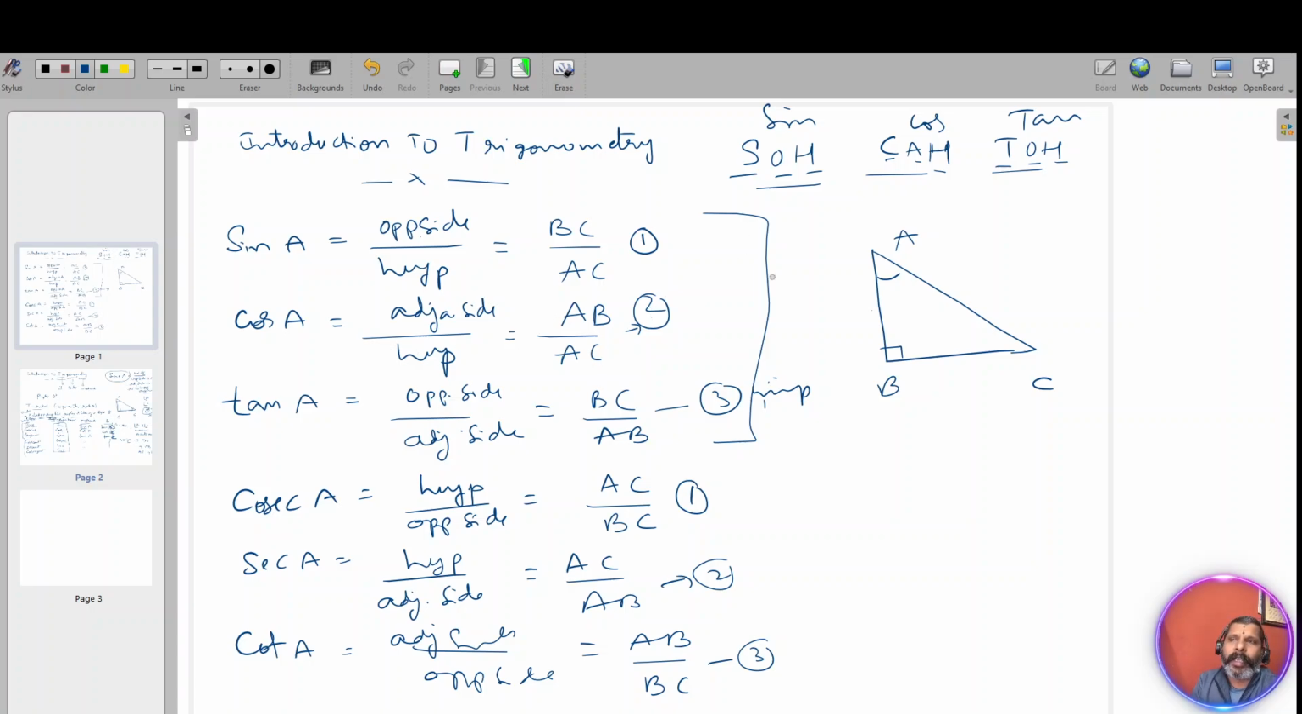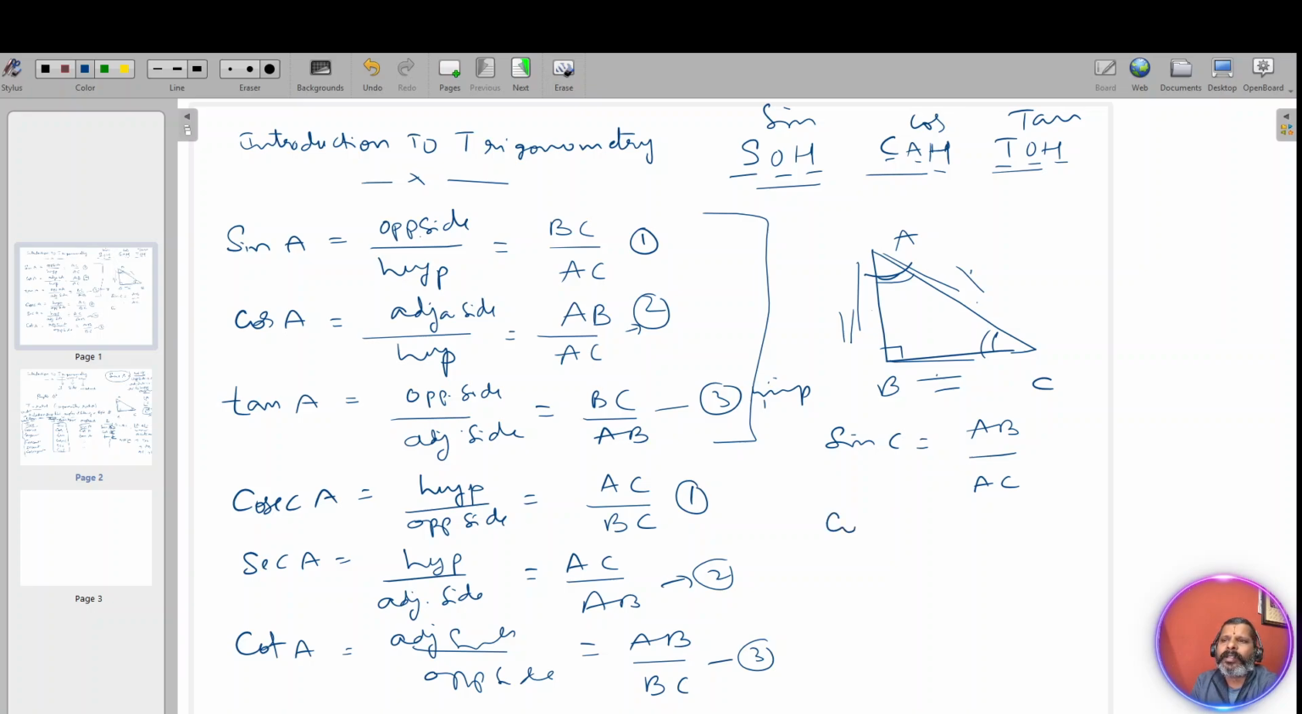So I'll just recap. Sin A is BC by AC because opposite by hypotenuse. Cos A is adjacent by hypotenuse, that is AB by AC. Tan is opposite by adjacent, BC by AB. Similarly, can we write sin C here? Yes, sin C is opposite by hypotenuse. What is opposite? AB. Upon hypotenuse is AC.